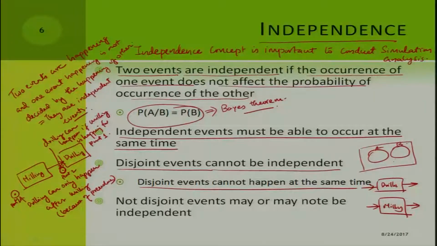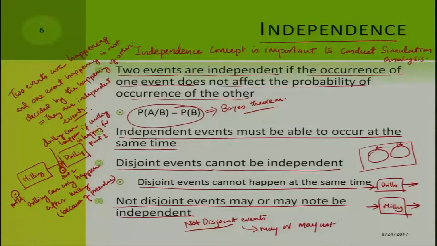So, disjoint events mean they cannot happen at the same time. There is no probability of them happening at the same time. Remember this, this is important: disjoint events cannot be independent. But if the events are not disjoint, that does not mean they are independent. Not disjoint events may or may not be independent. That is the other important aspect.